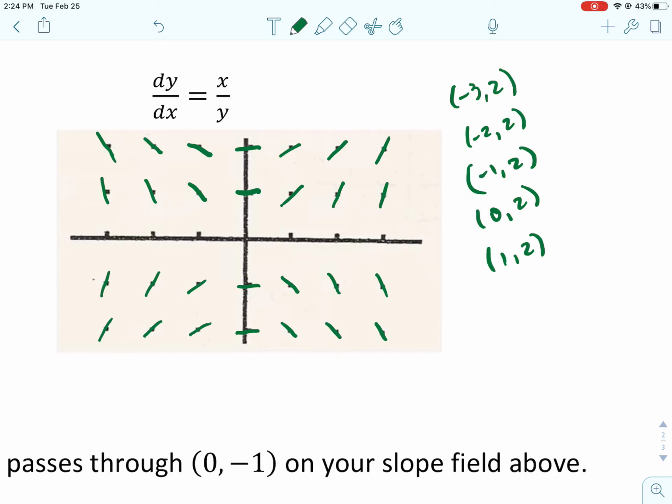All right, any questions on drawing the slope field? Do you guys want to try and draw a curve through this one? Wait, is there no starting point for this one? We can make one up. 0, 0. We can't do 0, 0 because it's undefined there. Okay, let's do 0, 1.